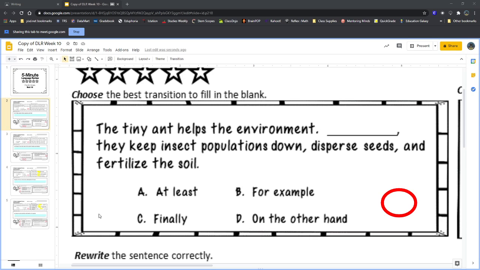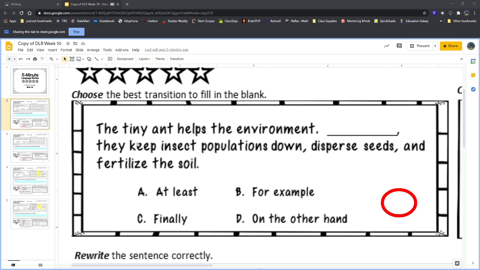The sentences say, the tiny ant helps the environment. Blank, they keep insect populations down, disperse seeds, and fertilize the soil. They give us four answer choices, four different transitions that we could try using and see which one works the best. We have at least, we have for example, we have finally, and we have on the other hand. So let's try them out. I'm going to go in order, and I'm just going to put the answer choice in the blank spot, and we'll see what we think.